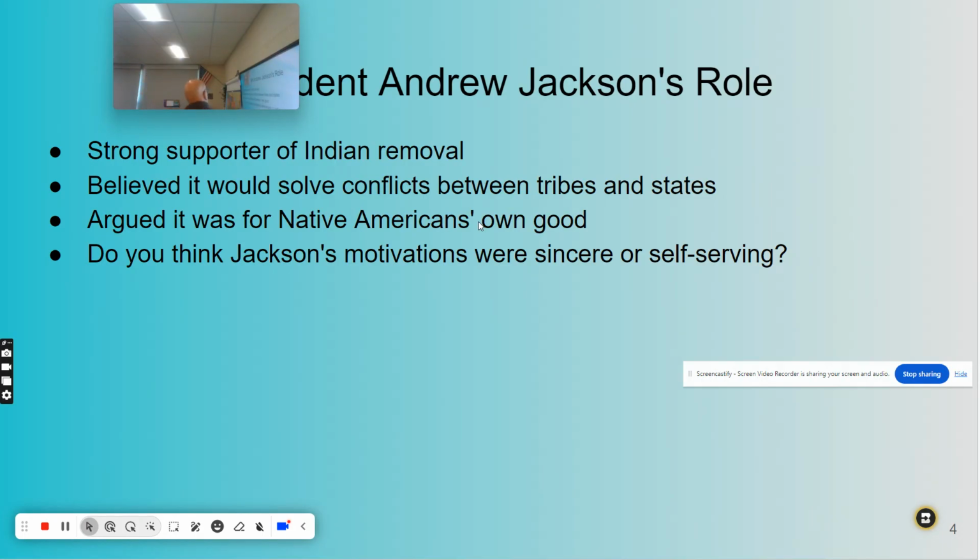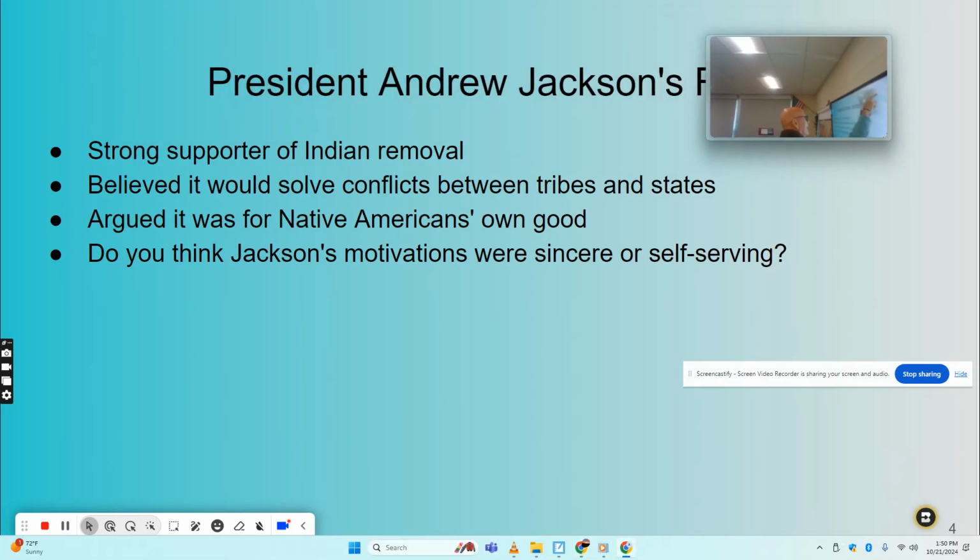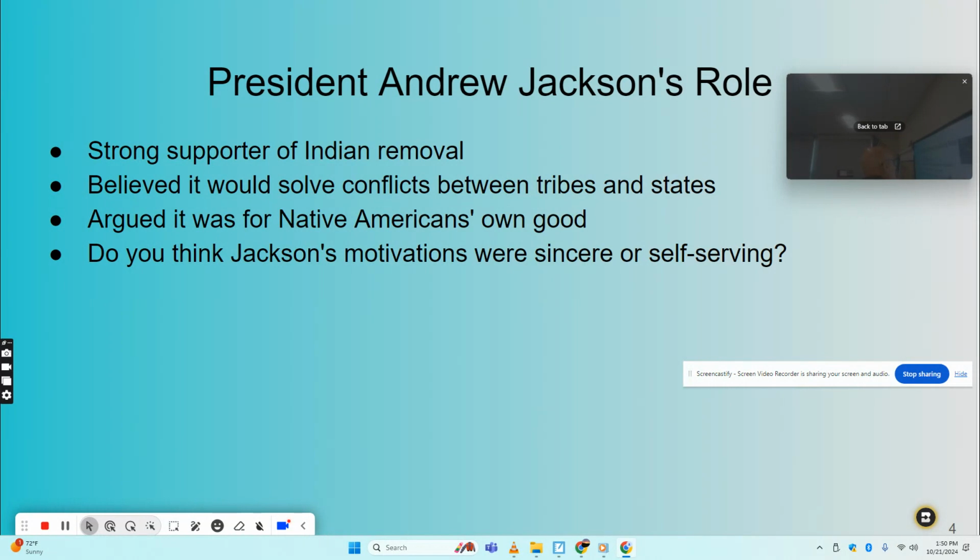Jackson's role in this. Jackson, as we noted, and again, this is a lot of review, was a strong supporter of Indian removal. He believed it would solve conflicts between tribes and the states. Jackson believed that this would prevent, mitigate warfare with Native American tribes as Americans settled.